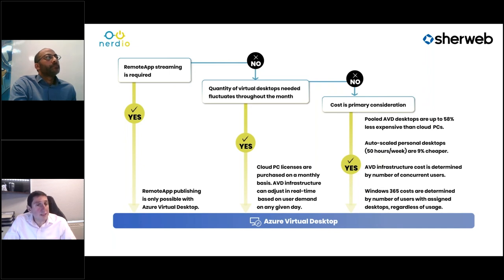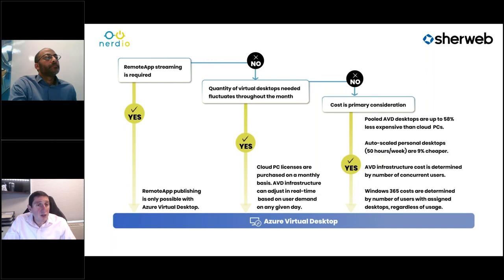If the quantity of virtual desktops fluctuates throughout the month, so you may need 10 at the beginning and 40 in the middle and then 30 at the end, in that case, it doesn't make sense to license the maximum number for the entire month because it's going to be costly. And with AVD, you only pay for what you use. So you use 10, you pay for 10, you use 30, you pay for 30. So that's going to be an AVD scenario.